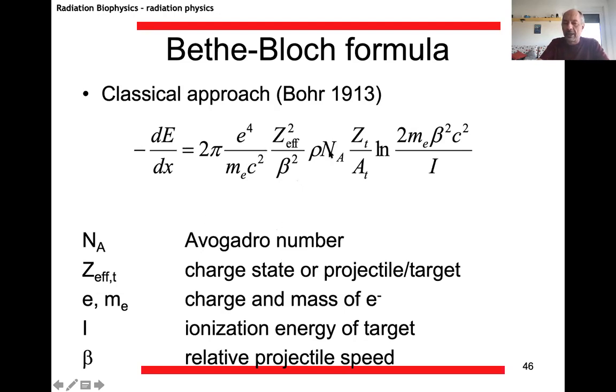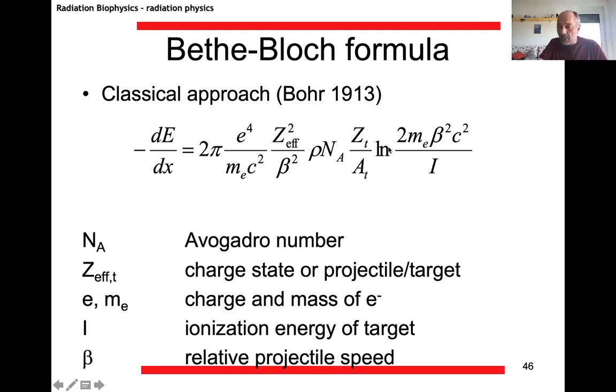This is the Avogadro number. This is the effective charge, and we will see the meaning. This is a little bit unexpected. It's called effective charge of the projectile, so the ion that is losing the energy. Beta is the velocity of the ion. This is a constant, of course, and this instead, the rho Na Z divided by A, these are the properties of the target. Essentially, it is the number of electrons per unit volume in the target.